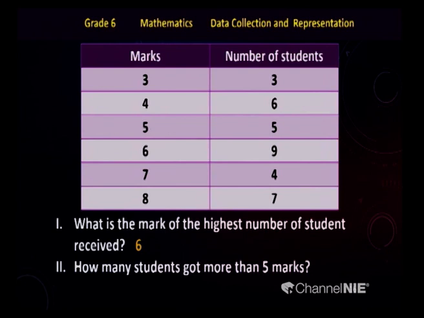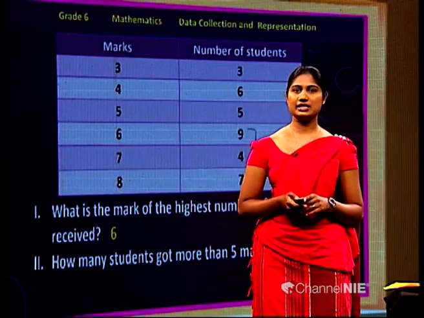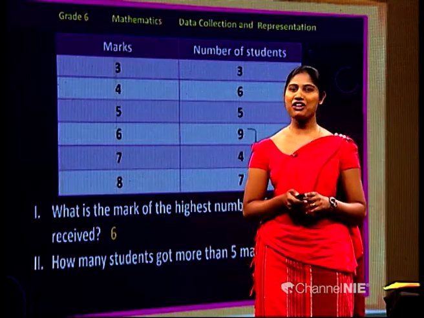Then second question, read the second question very carefully. How many students got more than 5 marks? What are the more than 5 marks here? 6, 7, 8. Then those marks have number of students 9, 4 and 7. Then we have to add those three numbers. That means 9 plus 4 plus 7. So, the answer is 20. 20 students have taken more than 5 marks.